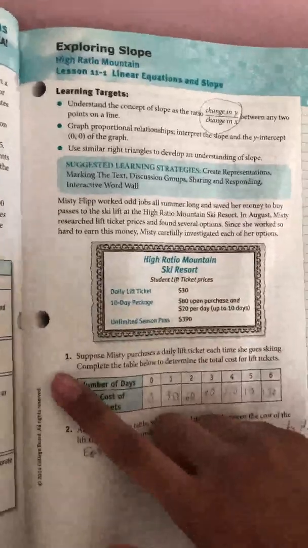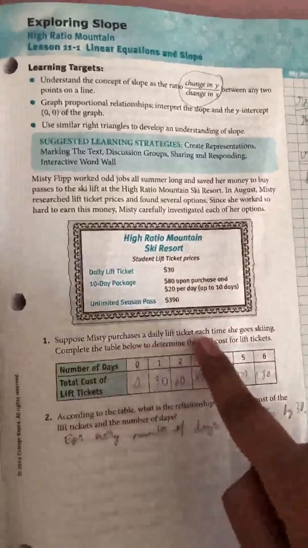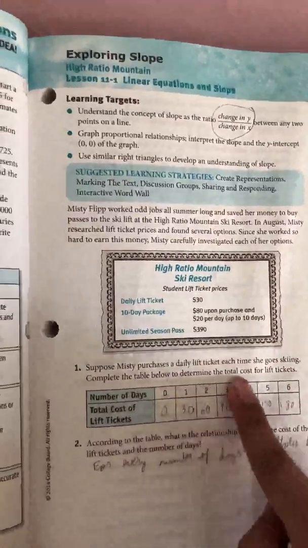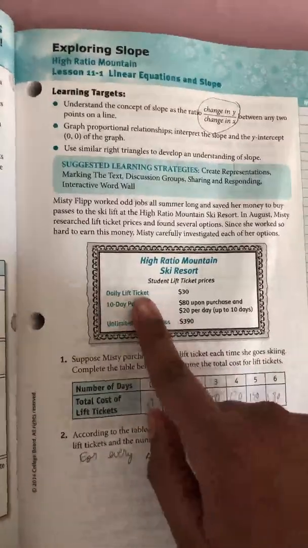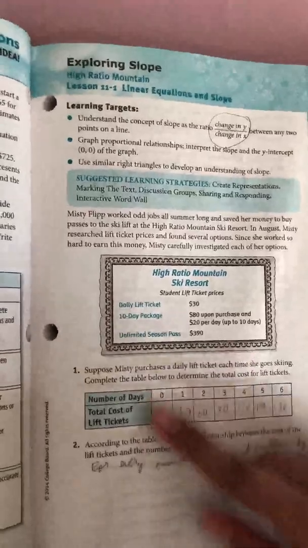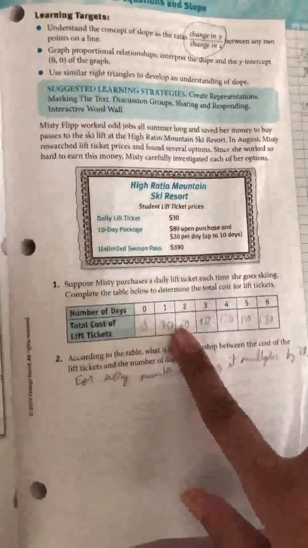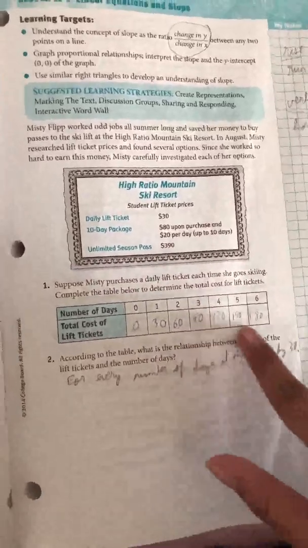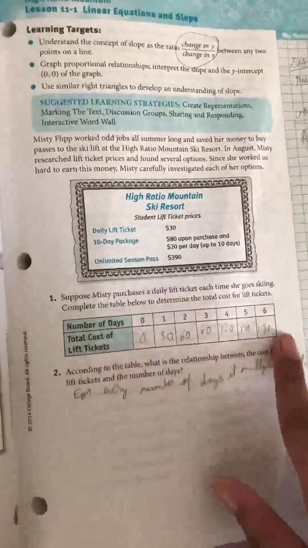So let's read number 1. Suppose Misty purchased a daily lift ticket each time she goes skiing. Complete the table below to determine the total cost for lift tickets. So right now we have to focus on this one. For 0 days, since she's never going there, she has to pay $0. If she goes there 1 day, since it's daily, she has to pay 30. So it's going to increase by 30 each day. You just add 30 to the previous day, and that's how you can complete this table.